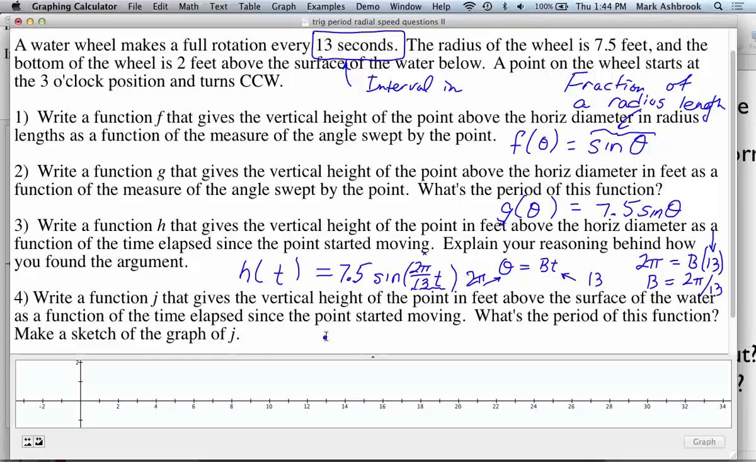Okay, so now we want j. So that was our h function. The input is time, and the output is vertical height in feet. So now the j function. So what I want you to do is, get a partner. Based on what 4 is saying, determine what the input quantity is and what the output quantity is, and see if you can come up with a formula for J. Go.